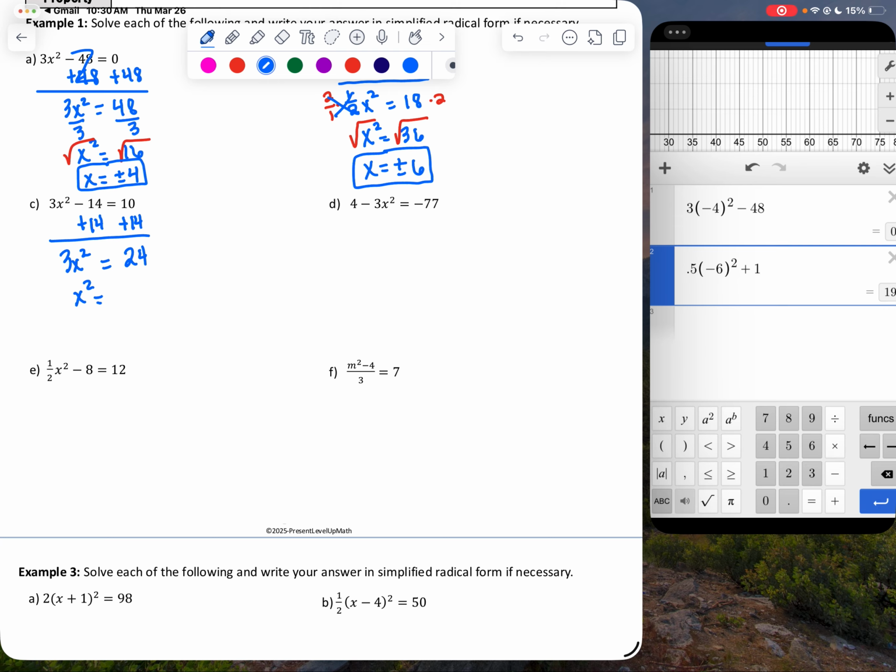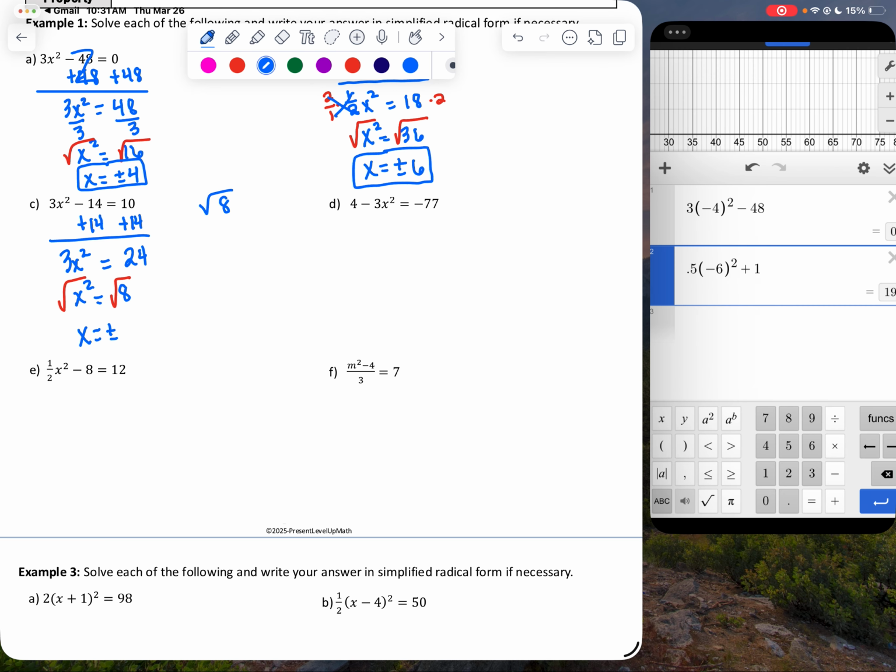So 24 divided by 3 would give me 8. Take the square root of both sides. So x equals plus or minus... Now, square root of 8 is not a perfect square. So in cases like this, you must simplify it.